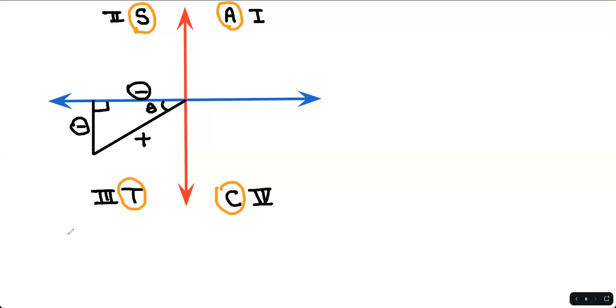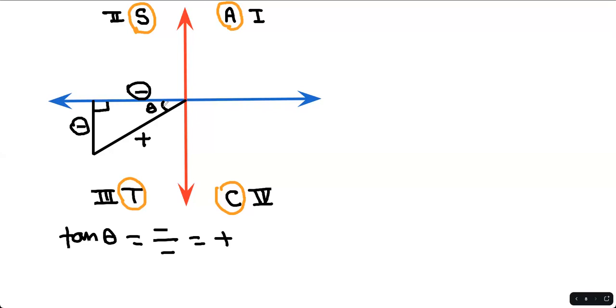Now, why is the tan positive in the third quadrant? Tan theta equals, tan is opposite over adjacent, so it's negative over negative, which gives you positive. And that's why the tan is positive in the third quadrant.